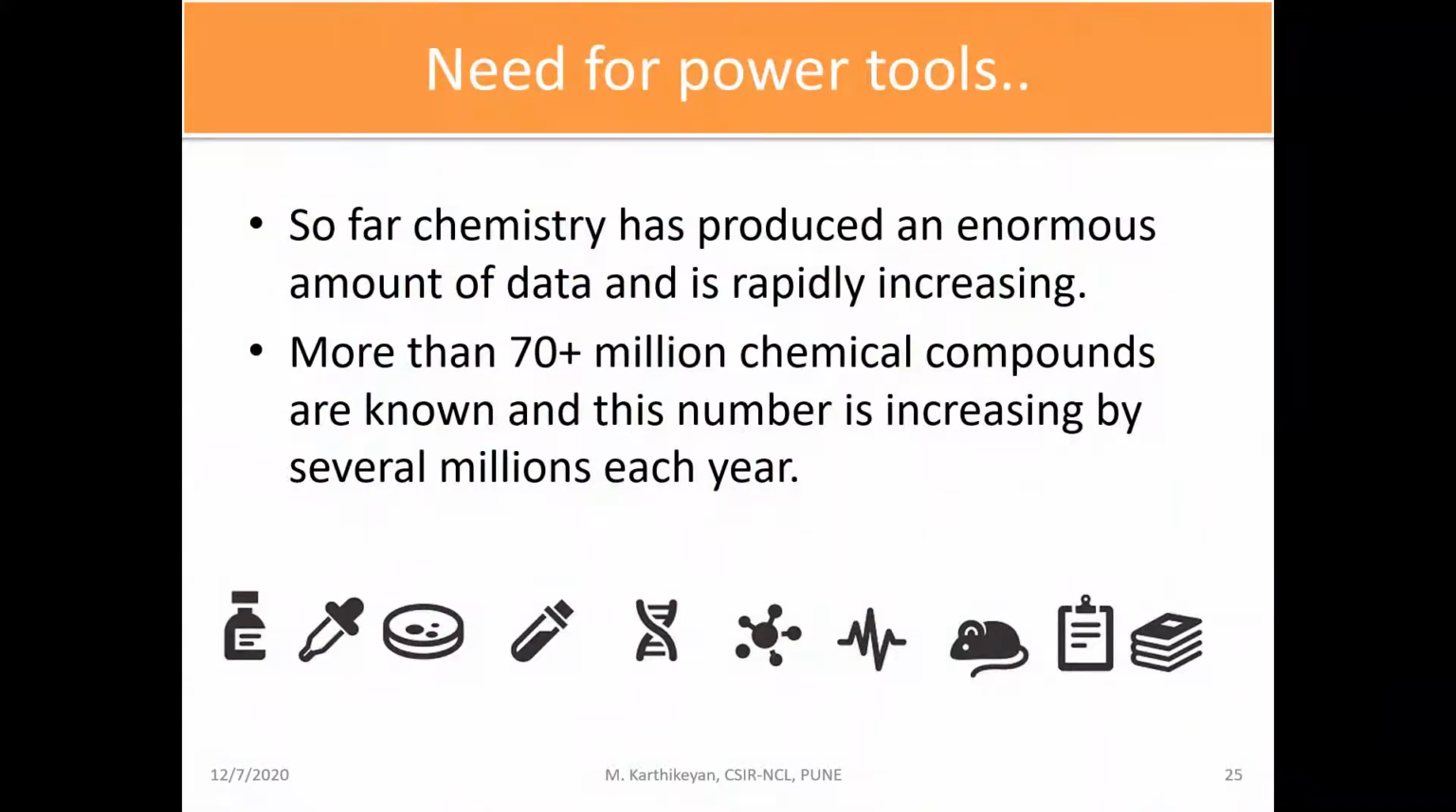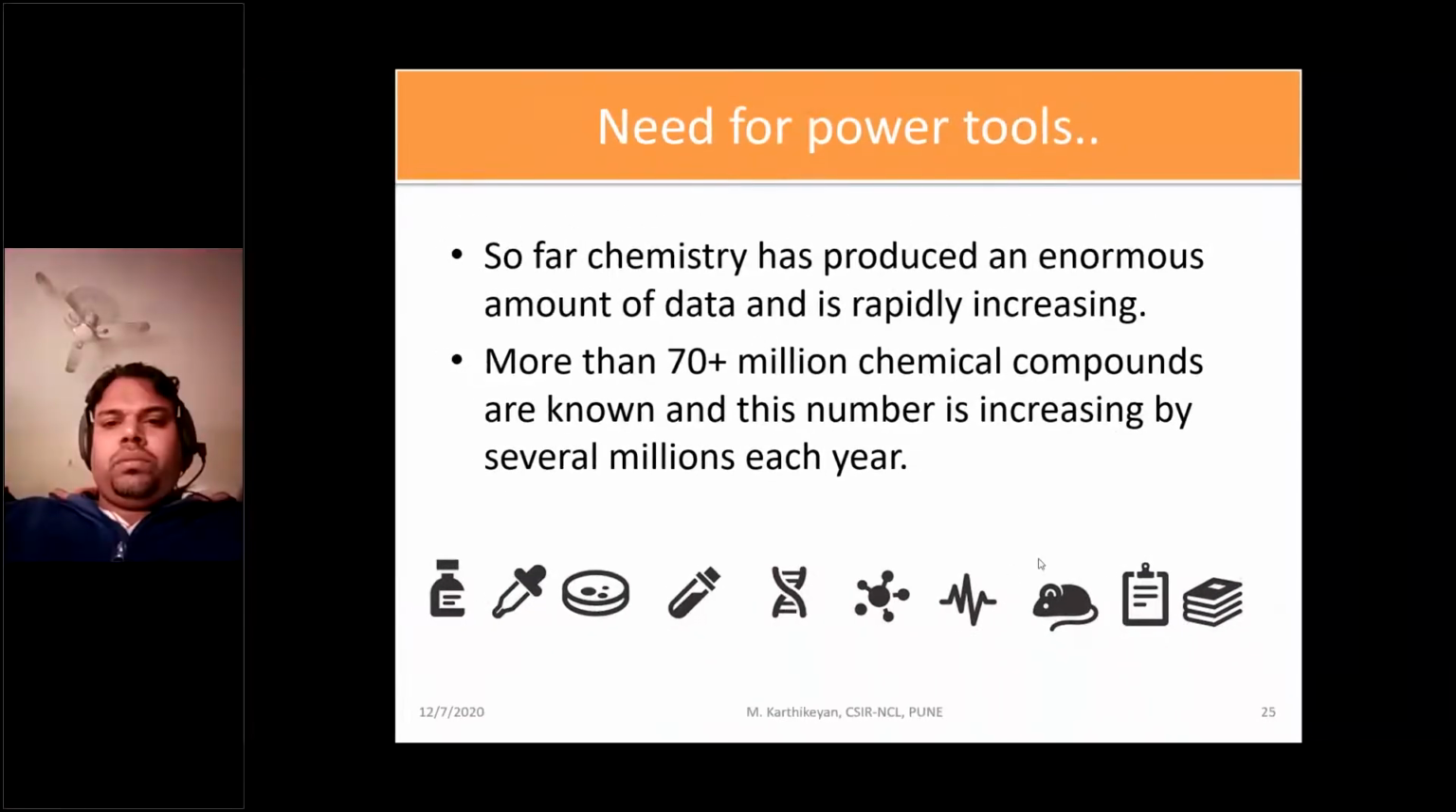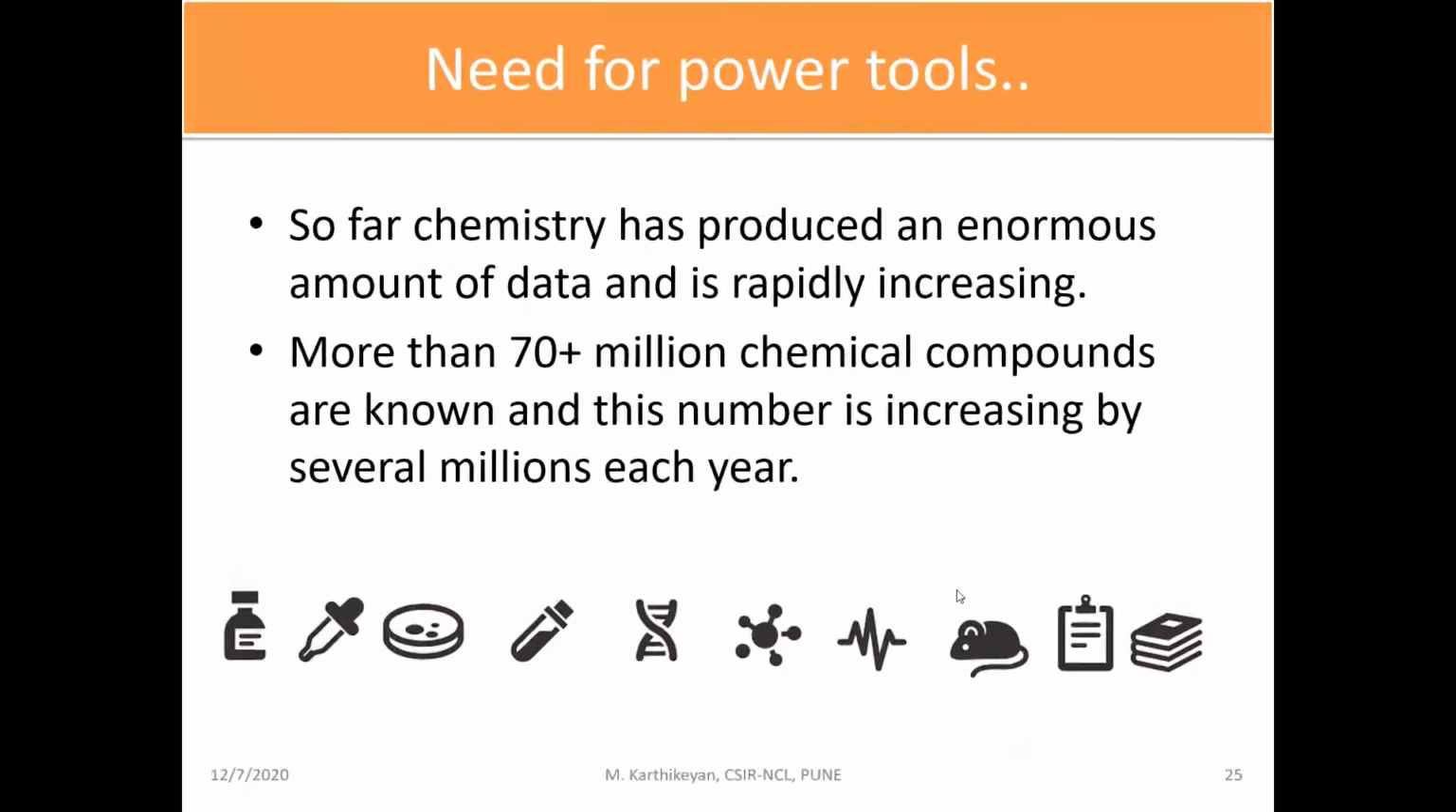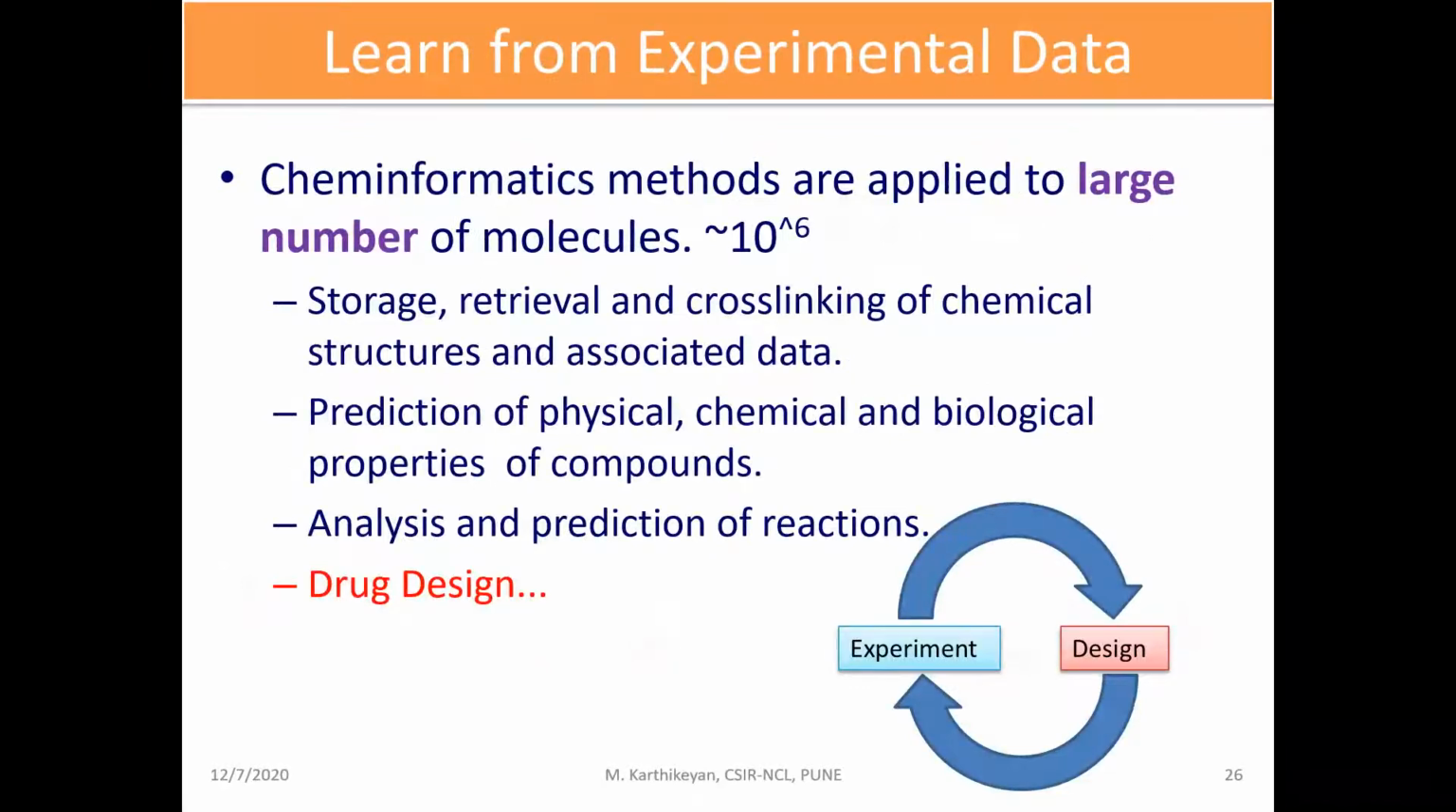So far chemistry has produced an enormous amount of data and it is rapidly increasing. There are about 35,000 journals which publish chemical information, which may also include a lot of bioactivity information. Because when a person does either clinical experiments or synthesis or bioactivity screening, he usually publishes. AI can learn from those publications. So basically, you are learning from the experiments, and then you are able to design new molecules, etc.